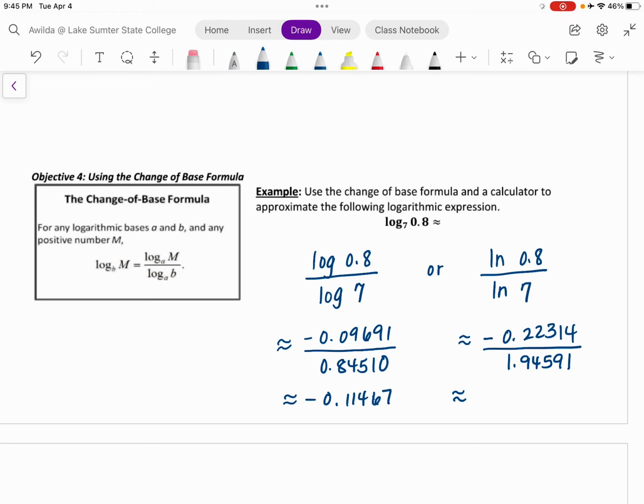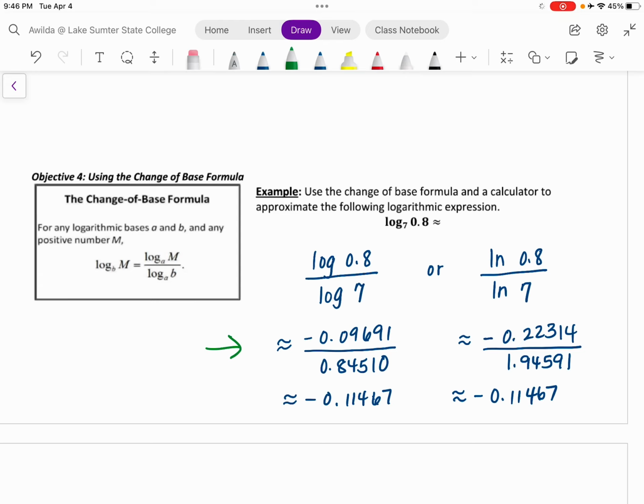let's see. Well, what do you know? We get exactly the same approximation, negative 0.11467. So even though the intermediate step may look a little different, the result is actually going to be exactly the same to a certain degree, right? We went out to 5 decimal places. If we were to go out many, many more decimal places, then we may start seeing some differences.